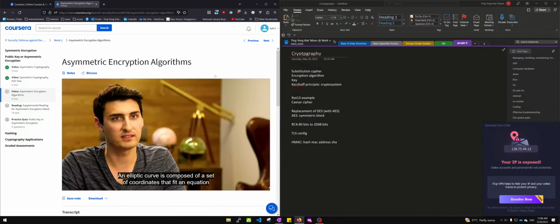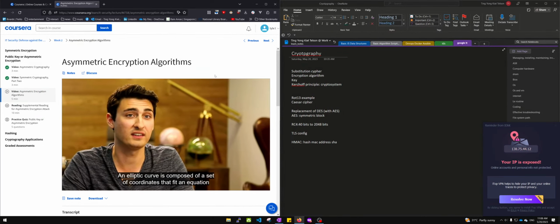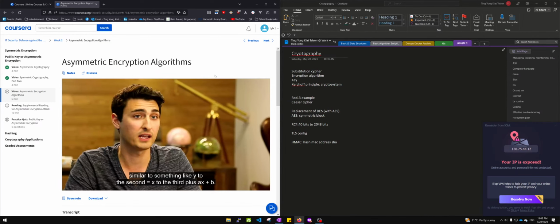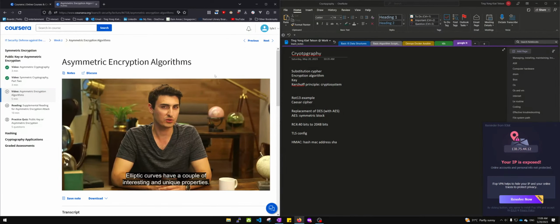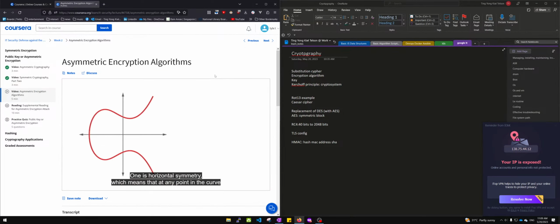An elliptic curve is composed of a set of coordinates that fit an equation, similar to something like y to the second equals x to the third plus ax plus b. Elliptic curves have a couple interesting and unique properties. One is horizontal symmetry, which means that any point in the curve can be mirrored along the x-axis and still make up the same curve. On top of this, any non-vertical line will intersect the curve in 3 places at most. It's this last property that allows elliptic curves to be used in encryption.